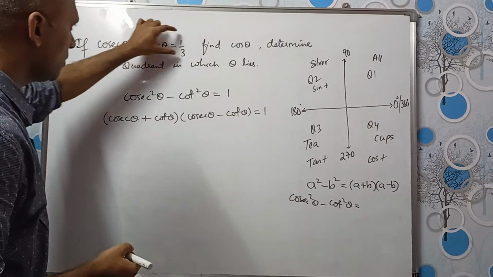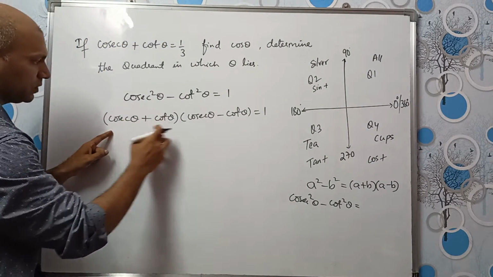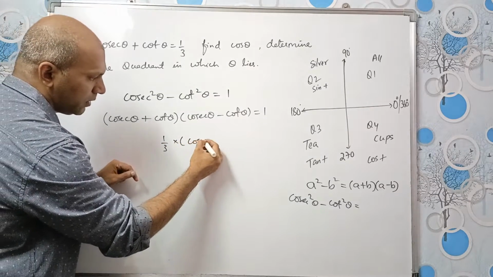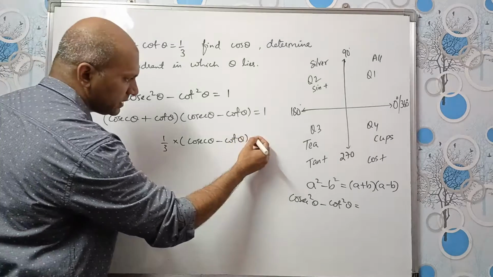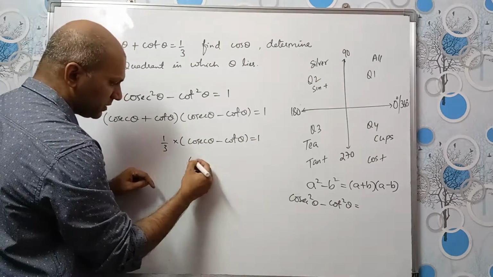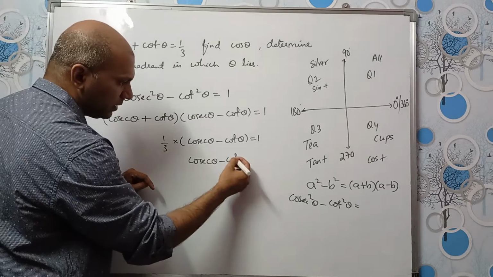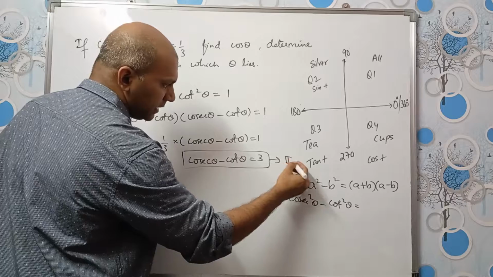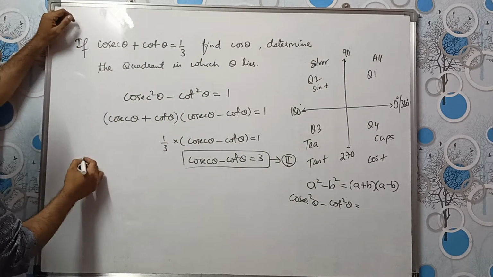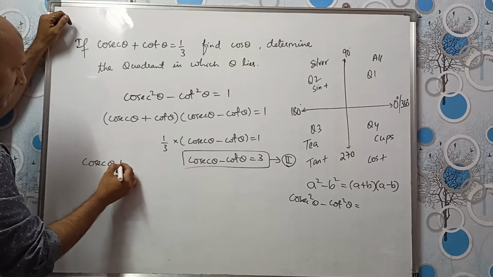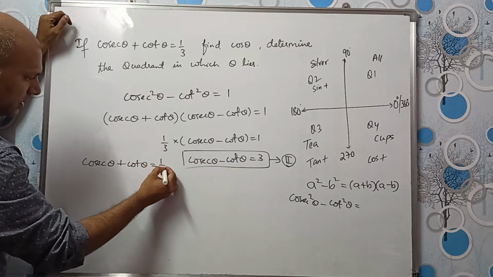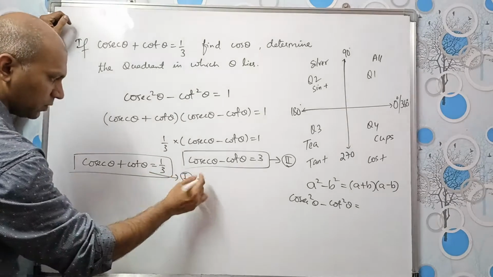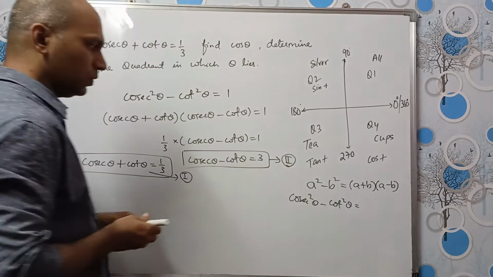What is cosecant plus cot given? It is given as 1 by 3. So this part is given as 1 by 3, multiplied by this part, cosecant minus cot, is equal to 1. So this 3 goes on the other side, becomes multiplication, right? Cosecant minus cot is equal to 3. Take this as equation 2 and let cosecant plus cot equal to 1 by 3 be equation 1.